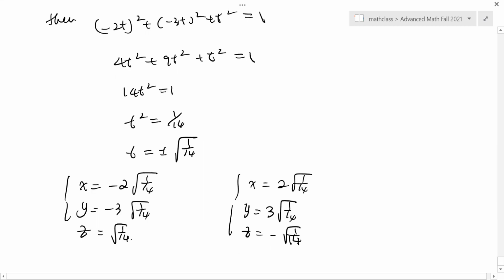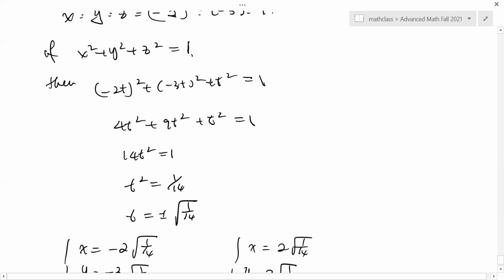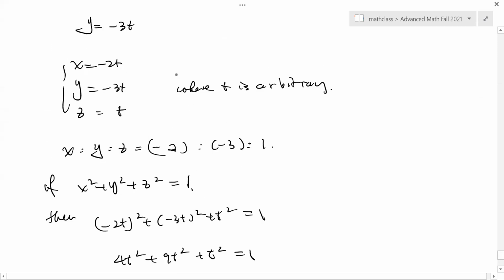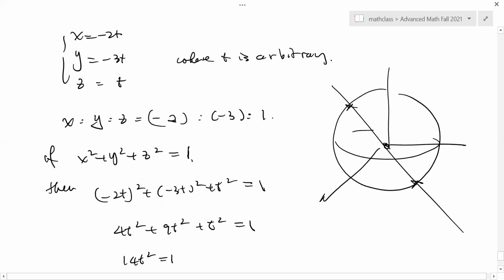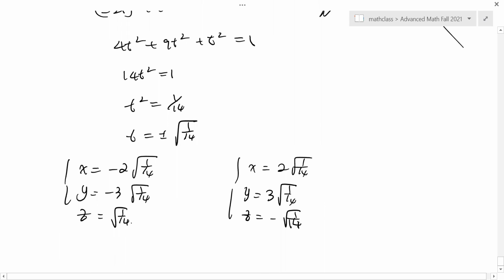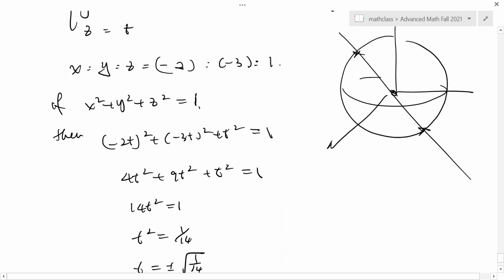Okay. So what is the geometric meaning of that? This usually means a line in space. x equals negative 2t, y equals negative 3t is actually going to be a straight line passing through the origin. Then you have two intersection points on the sphere, and those are the coordinates of the points. When you study more advanced 3D geometry, you may have to find the intersection points of a line with a sphere, and find the coordinates in space.